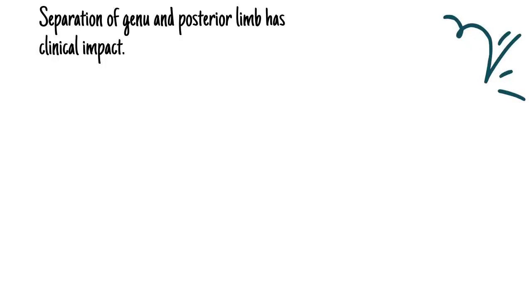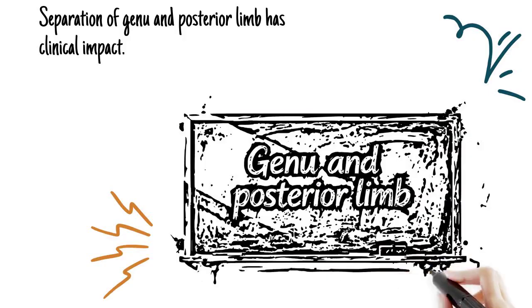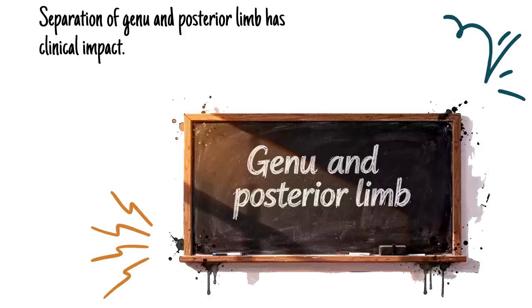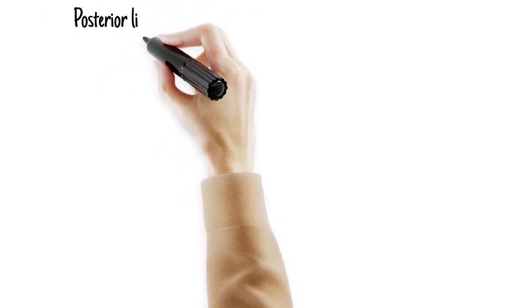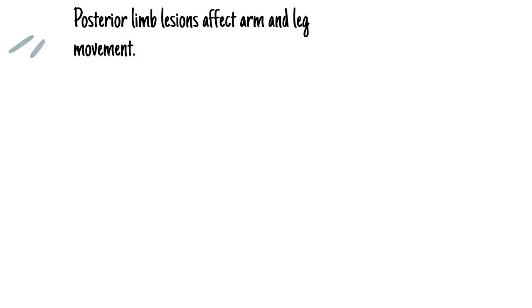A small hemorrhage or a tiny stroke, called a lacunar infarct, occurring precisely at the genu can selectively impair cranial nerve function, producing problems with face movement, swallowing, and speech, while leaving limb movement relatively intact. Conversely, a posterior limb lesion will more prominently affect arm and leg motor function.